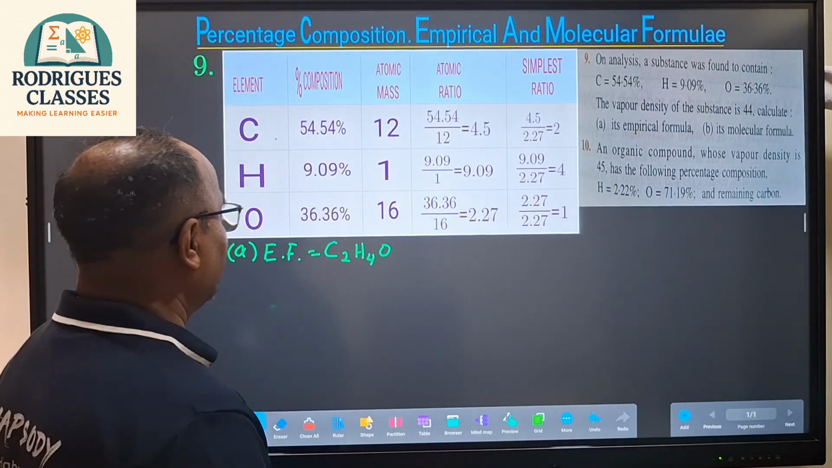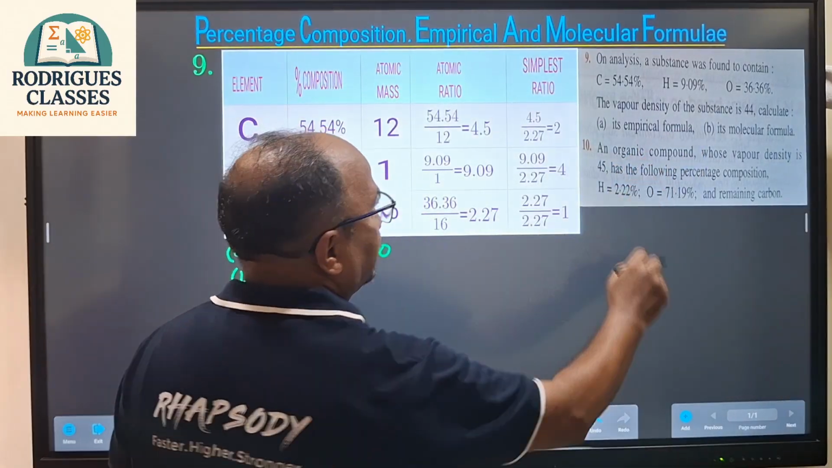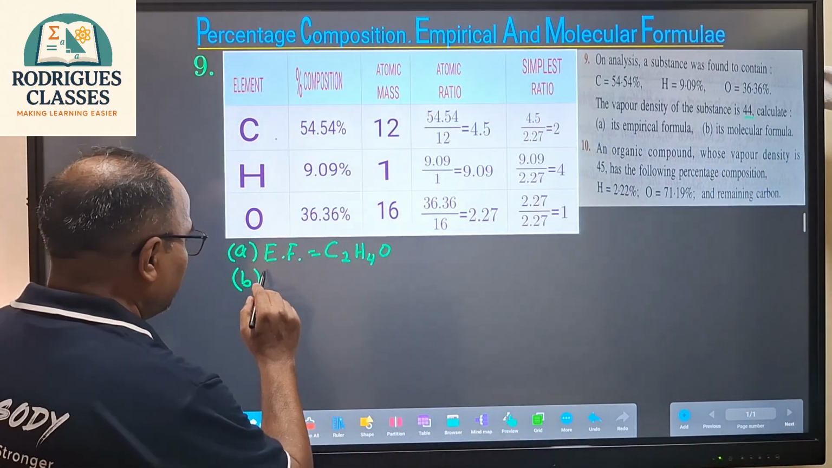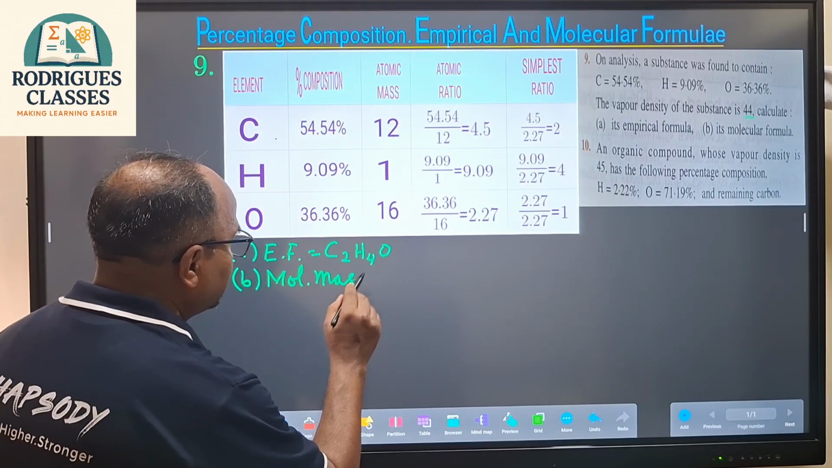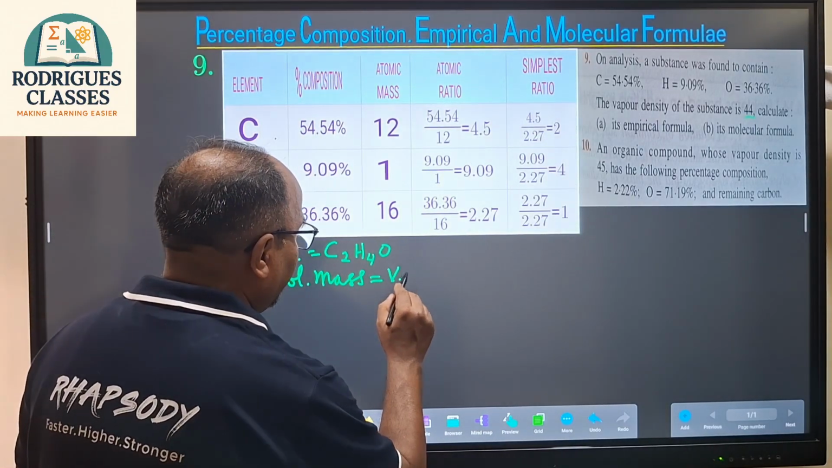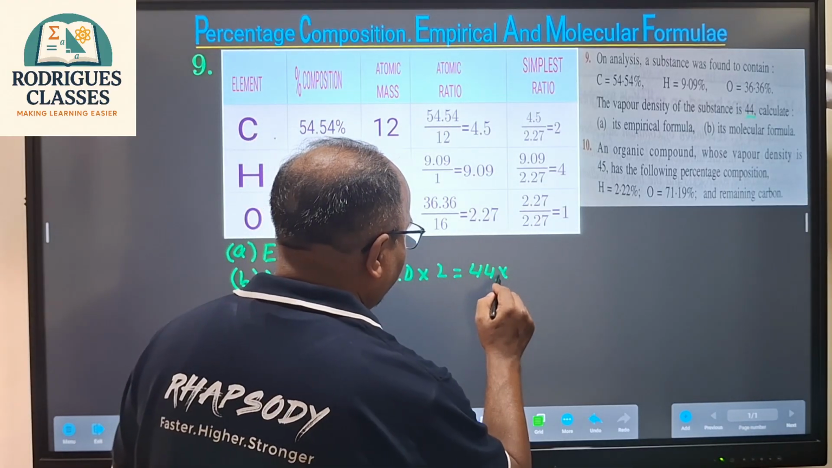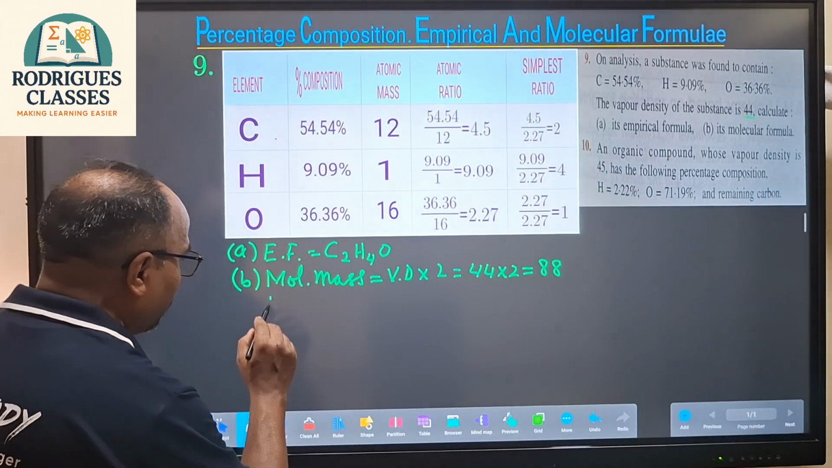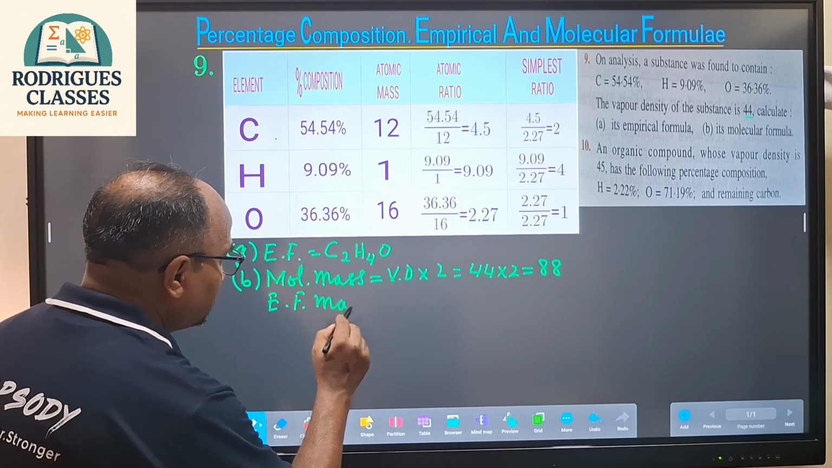We have to find the molecular formula also. Now because we have the vapor density given to us as 44, we will calculate the molecular weight, or to say the molecular mass, which is VD into 2. So that is 44 into 2, which is equal to 88. We also need the empirical formula weight or mass.